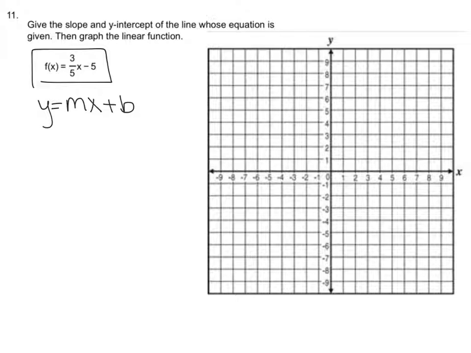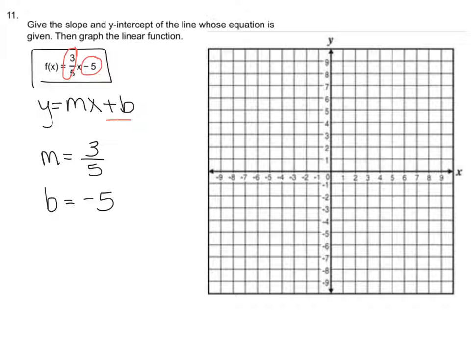So if your line is in this form, I can automatically tell what my slope is and what my y-intercept is. Now my slope is represented by m, which is the number in front of the x. So my slope is 3/5. My y-intercept is my b term, so it's my constant. And we need to take the sign with it, so my b or y-intercept is the -5.